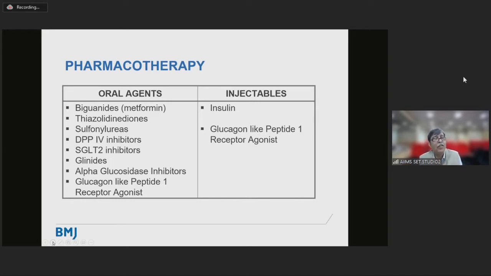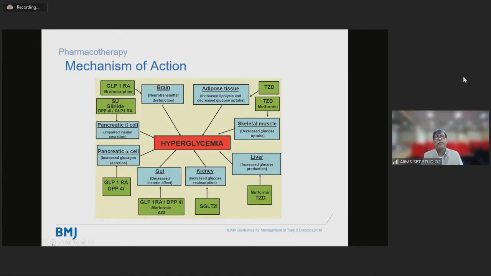So now we have a whole bunch of oral agents, which could be biguanides, thiazolidinediones, sulfonylureas, DPP4 inhibitors, SGLT2 inhibitors, glinides, alpha-glucosidase inhibitors, and GLP-1 receptor agonist, which now is available as an oral agent also. The injectables could be insulin or GLP-1 receptor agonist. I think I'm going to skip this slide because this will take me too much to describe.